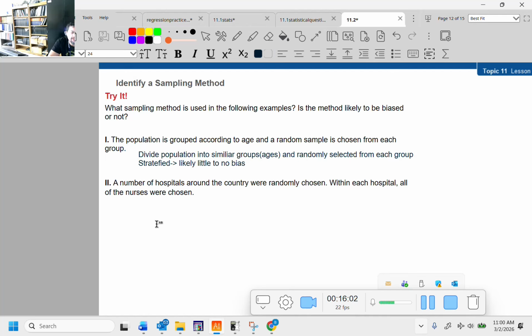A number of hospitals around the country were randomly chosen. Within each hospital, all of the nurses were chosen. This is clustering, because we have divided them into convenient groups, and then we have chosen a specific cluster within that group. That is clustering. A cluster of nurses was chosen.